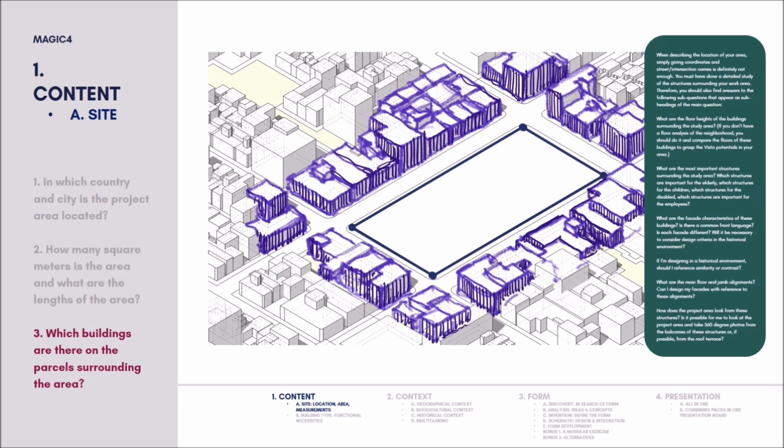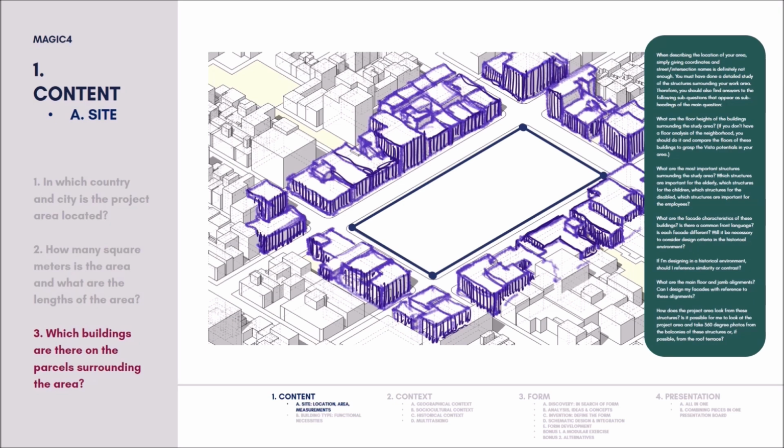Which structures are important for the elderly, which structures for the children, which structures for the disabled, which structures are important for the employees? What are the facade characteristics of these buildings? Is there a common front language? Is each facade different? Will it be necessary to consider design criteria in the historical environment? If I'm designing in a historical environment, should I reference similarity or contrast?